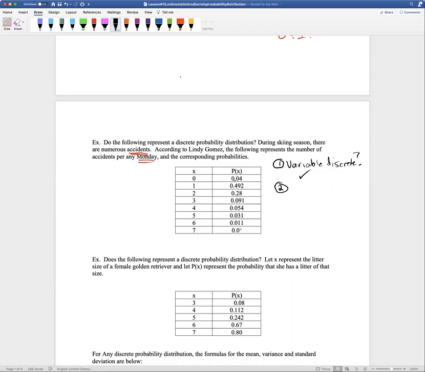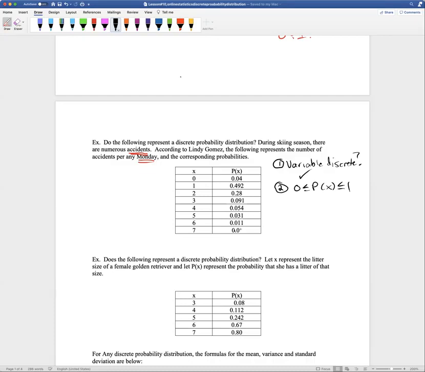Well, okay, 0.04. And remember, between 0 and 1, you're thinking about between 0 cents and $1. So this is all the change between 0 and 1. 0.04 is between 0 and 1. 0.492 is between 0 and 1. 0.28 is between 0 and 1. 0.091 is between 0 and 1. 0.054 is between 0 and 1.